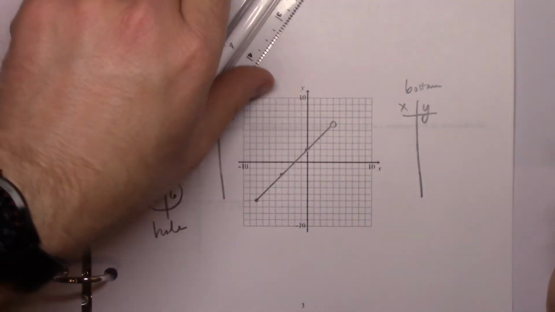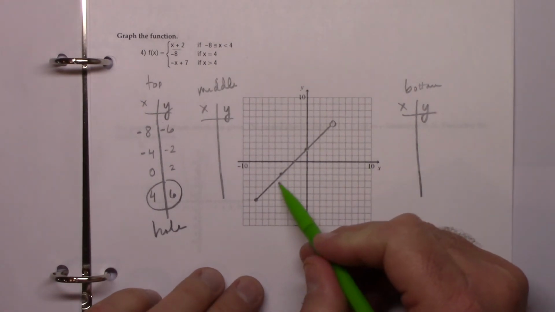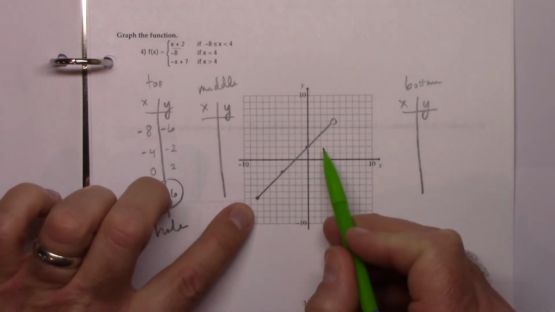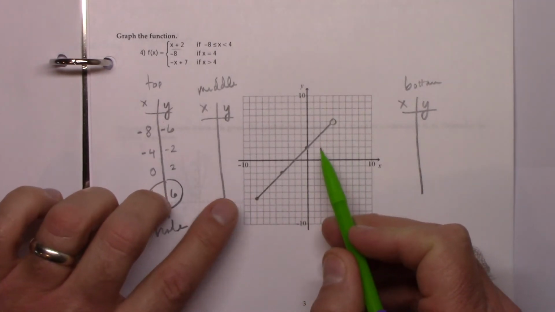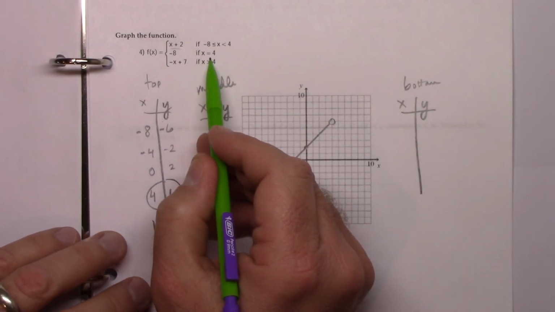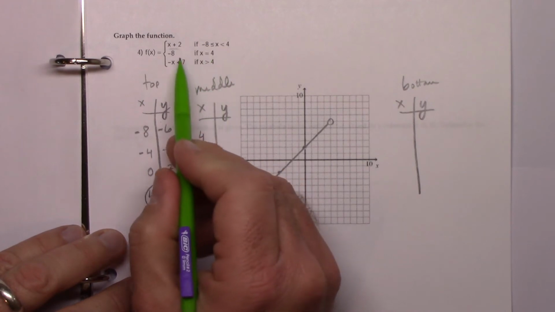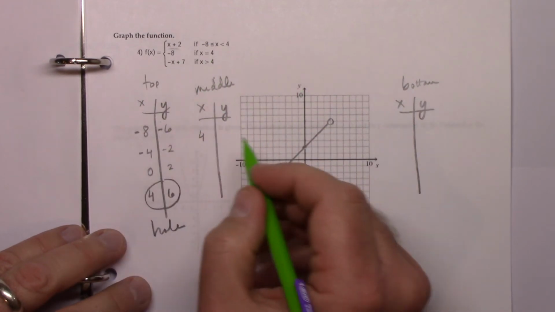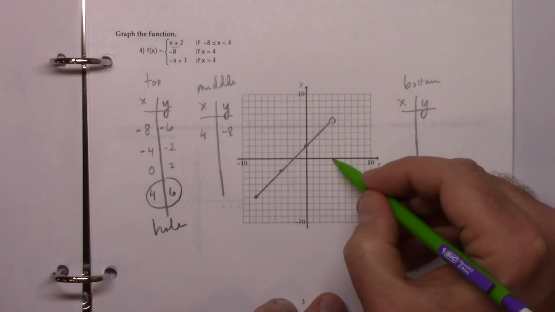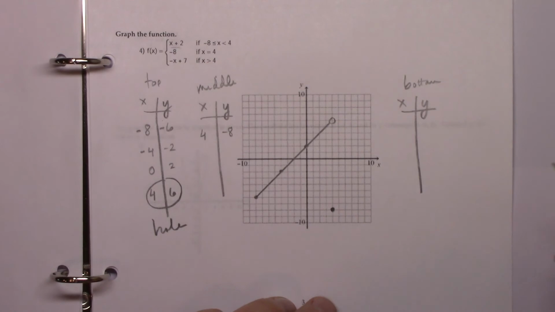So the details I'd be looking for if I'm grading that portion, it's got to be a straight line hitting the correct points, solid point on the left, open point on the right. For the middle piece of this function, it's only valid for one particular x value, that's 4, and that generates one particular y value, that's negative 8. So I'm going to go ahead and plot the point 4 and then negative 8 down here.